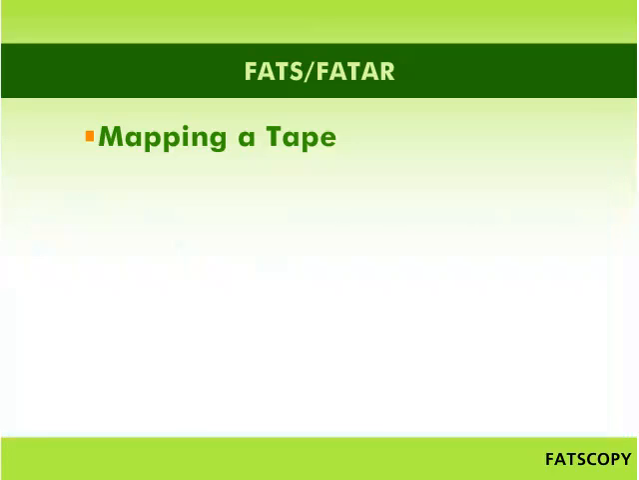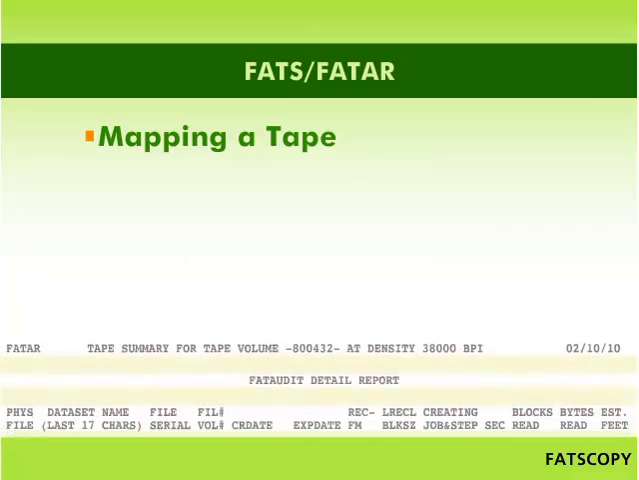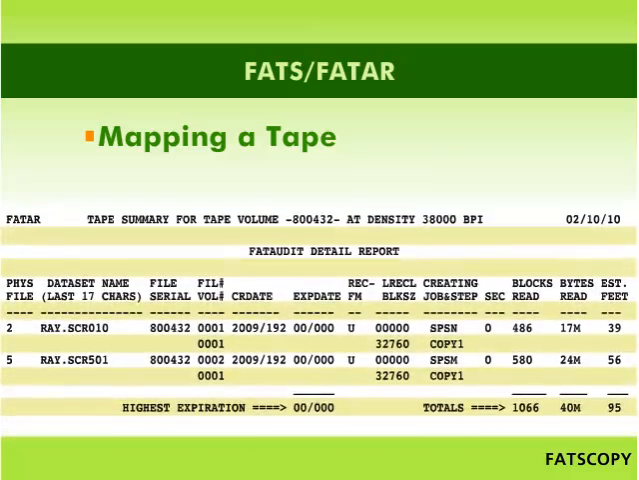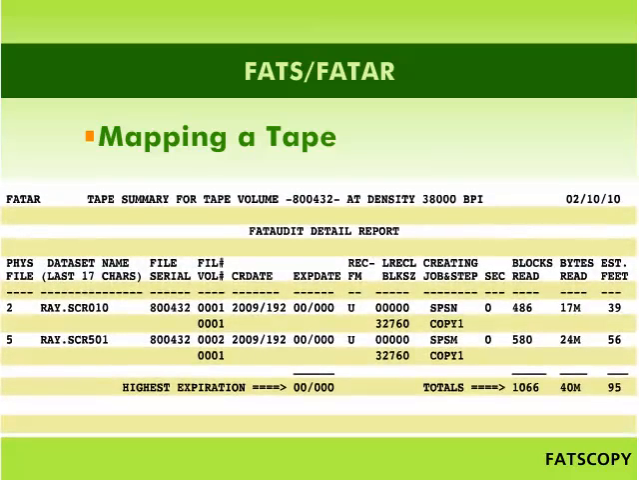Fatter will automatically determine the label type and handle them if present, and if the labels are ANSI, both labels and data will be translated to EBCDIC.